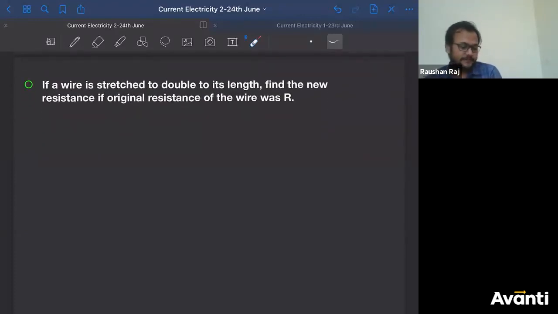अब थोड़ा अच्छा सवाल करते हैं, इसको करो आंसर. Now tell me the correct answer for this one. If a wire is stretched to double its length, yes Rohinish. If wire is stretched to double its length, find the new resistance if original resistance of the wire was capital R. Find out the answer.